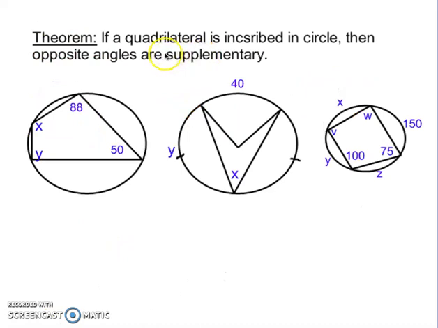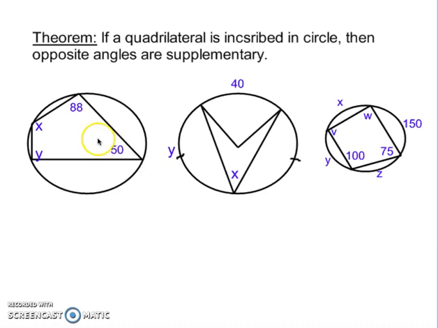Another theorem states that if a quadrilateral is inscribed in a circle, that means inside a circle, then opposite angles are supplementary. So here we have a circle, and inside you'll see a quadrilateral. If you match up the opposite angles, these have to be supplementary.